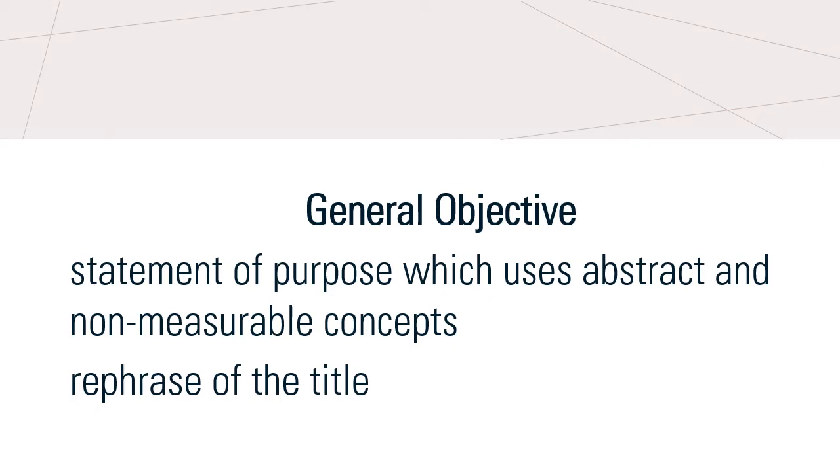One, you have your general objective. Okay, let's make that general objective. It is the statement of the purpose, which would use abstract and non-measurable concepts. Okay, why would you say abstract? Meaning it's still big. Okay, we still do not know about it. We are not yet sure how to measure it. And then usually, the general objective is the rephrase of your title, as with the example that I have given earlier.